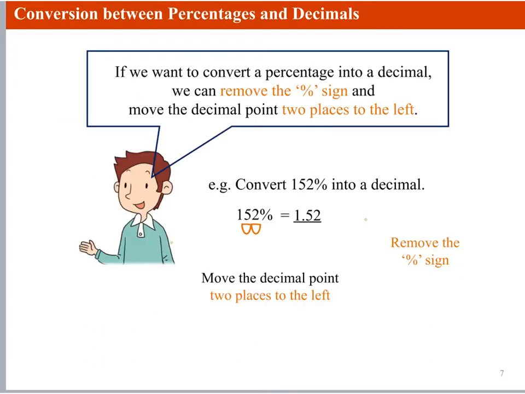The last conversion is to convert a percentage into a decimal. We can remove the percentage sign and move the decimal point 2 places to the left. This is the example. This is the fraction. We move the decimal place 2 places to the left, and it will be 1.52. Remember, after we convert a percentage into a decimal, we can remove the percentage sign.